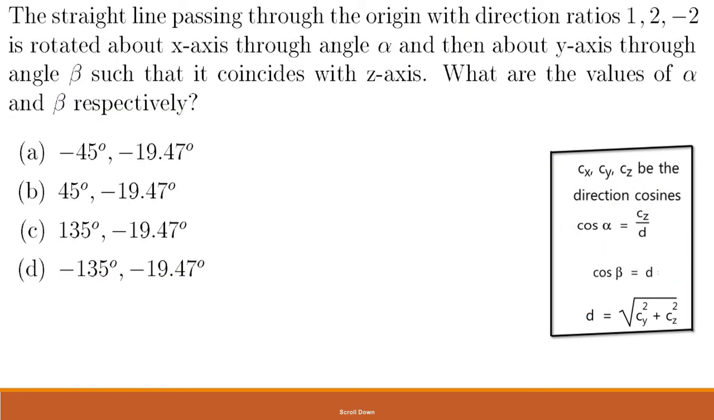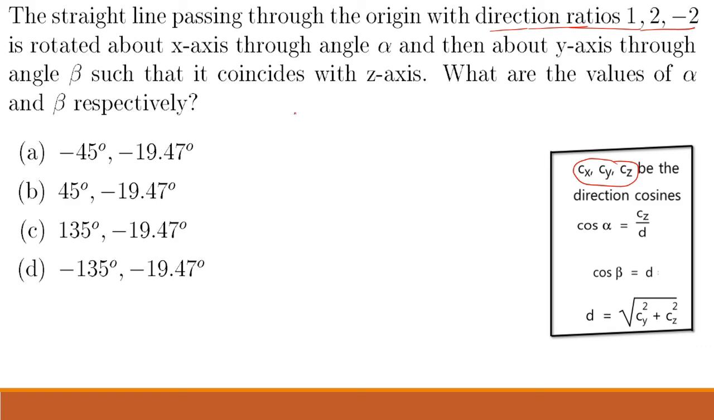Now the next, the straight, again the same thing is here, but here there is one difference, that is the direction ratios are given, and from that direction ratios what you have to do, first of all you have to find out the direction cosines. So here I will just give the values of cx, cy, cz, and you have to do the remaining on your own, just like previous MCQ.